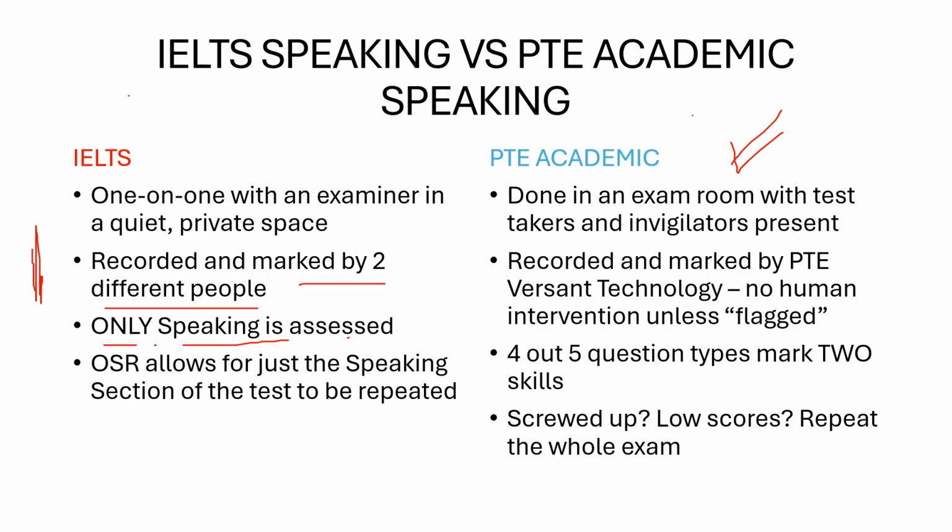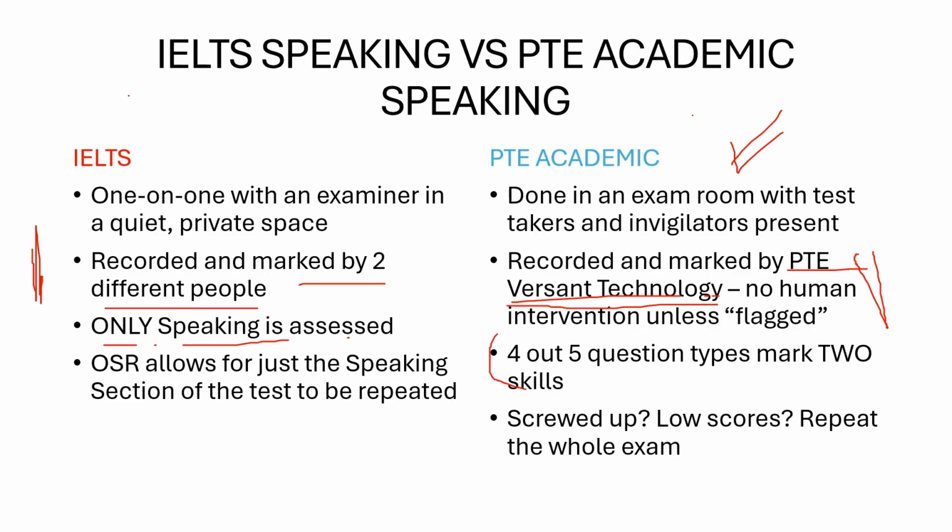Your voice is then recorded and marked by PTE Versant technology. You can go ahead and check out their automated scoring website for this. There will be no human intervention unless flagged. So for example, in your describe image questions, if the AI senses that you've been using a template or something has been memorized or something mechanical is going on, they will call in a human marker. Other than that, you are strictly marked by Versant technology.